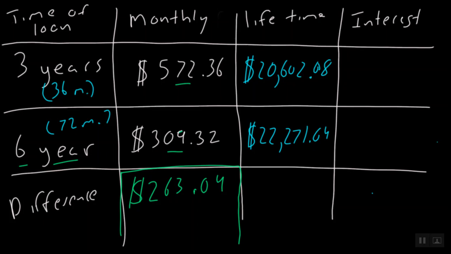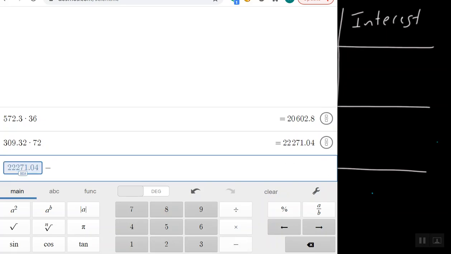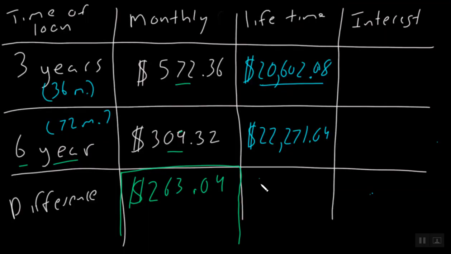Now wait a second. What is the difference here? All right. So you're actually going to pay this much more, $22,271.04. Let's go ahead and subtract off our 3-year payment. So we'll say our answer minus $20,602.08. And it looks like the lifetime difference, we're going to pay $1,668.24 more. Sorry guys, I have to memorize this for y'all.